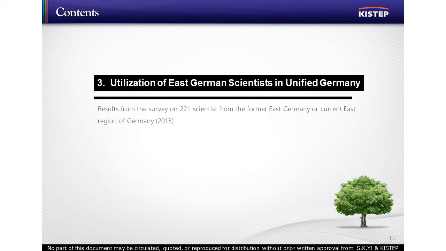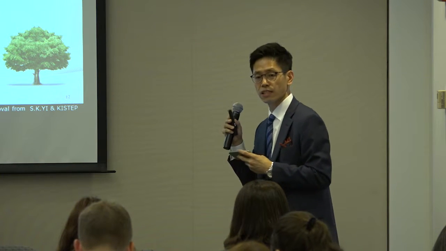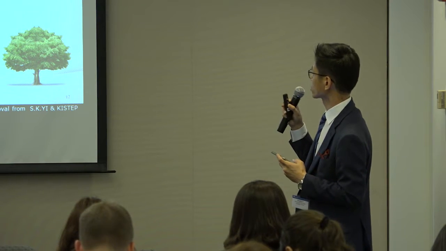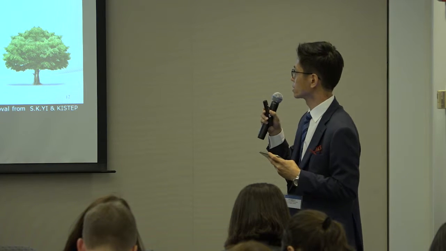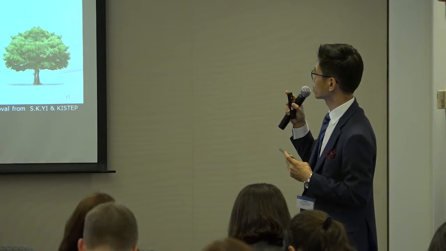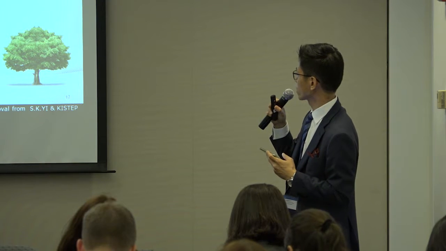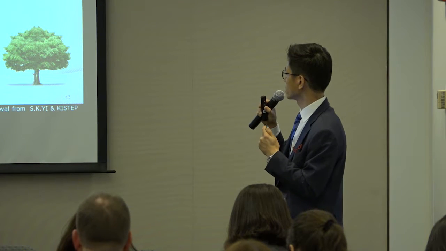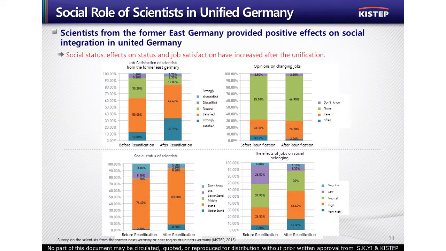The third chapter is about a survey of East German scientists in unified Germany. This survey was conducted last year with a total of 221 scientists from the former East Germany or currently living in the East region of Germany.